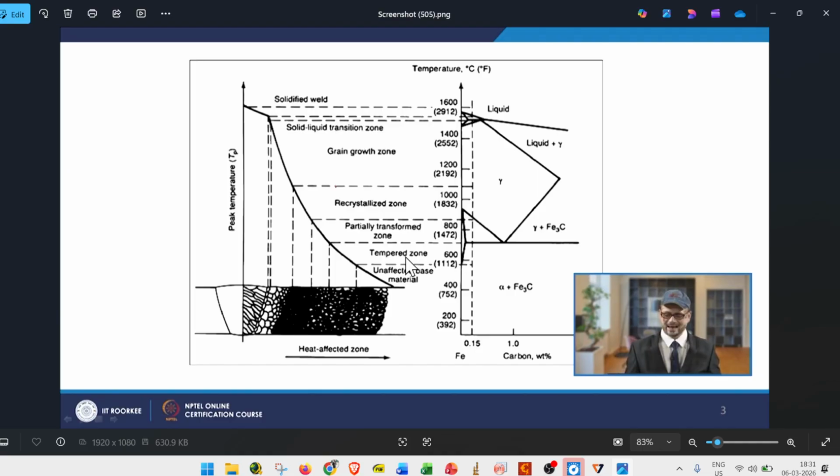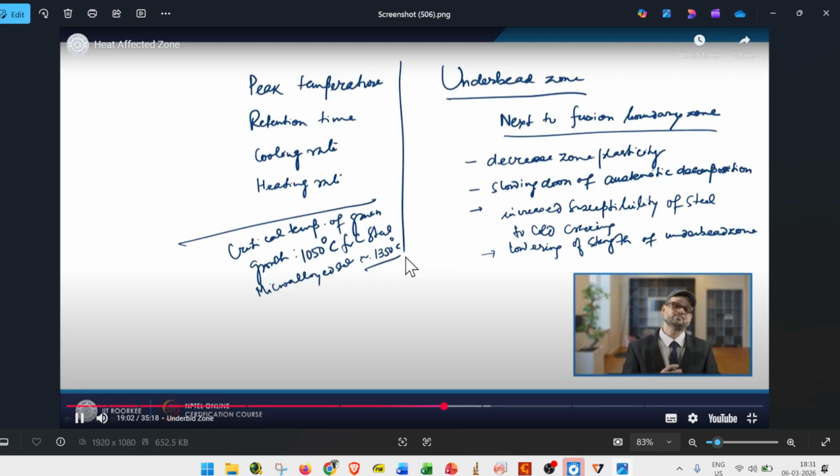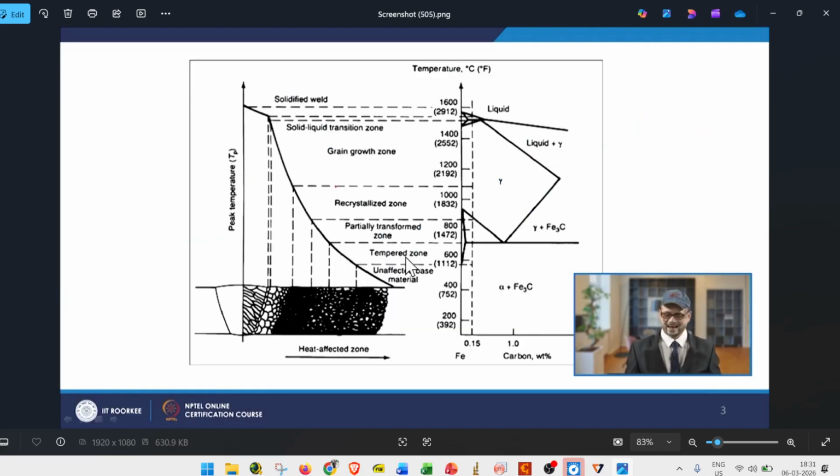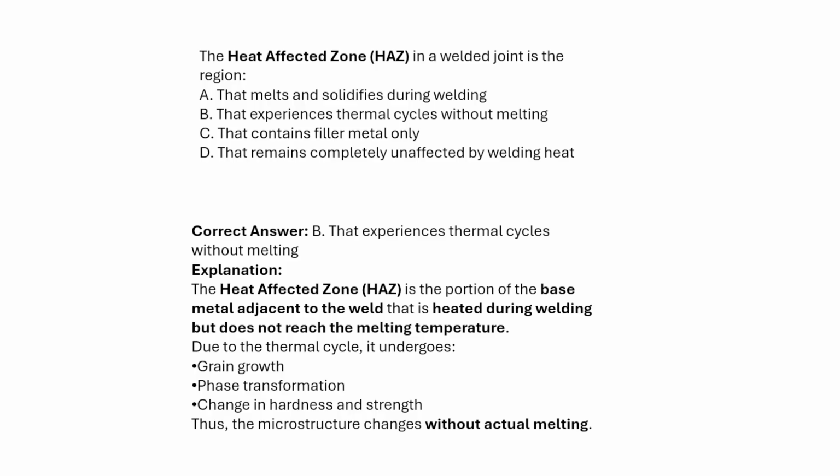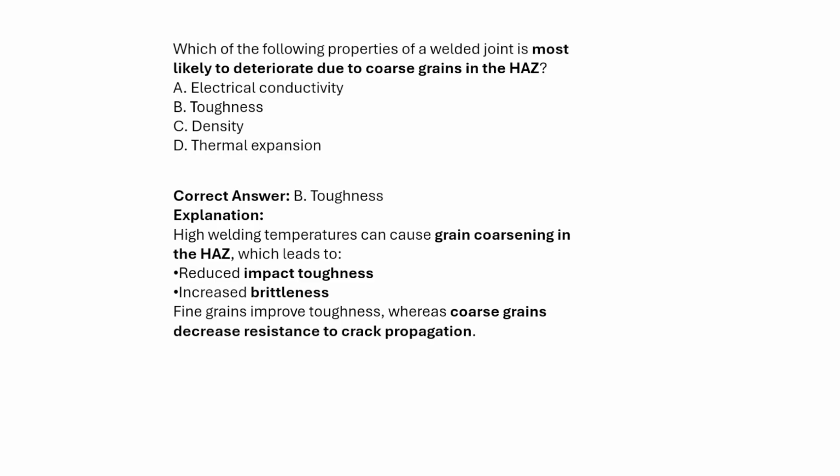In the tempering zone, the cementite will be converting into graphitic segregation and that changes its microstructural properties.